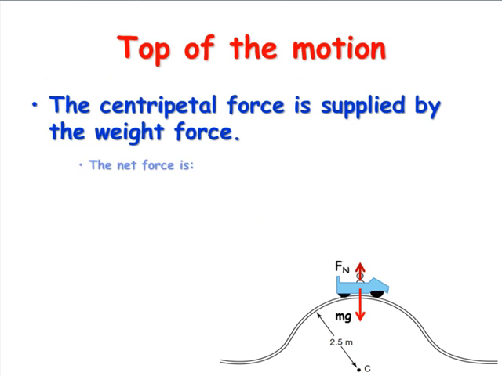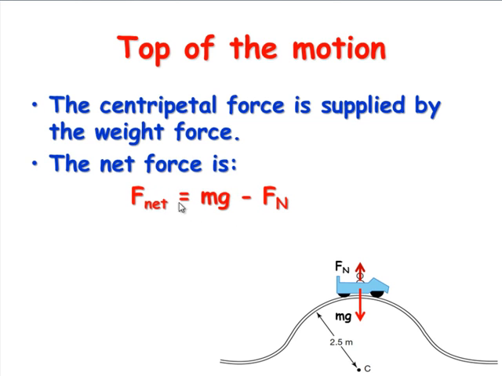So if we want to actually calculate the net force, here we've got F net, which is our centripetal force, equals mg minus Fn. Remember, F net is mv squared on r. Now what happens if you go too quickly? You actually end up getting airborne. If you're airborne, you've got no reaction force, and so you actually deviate from that circular path.